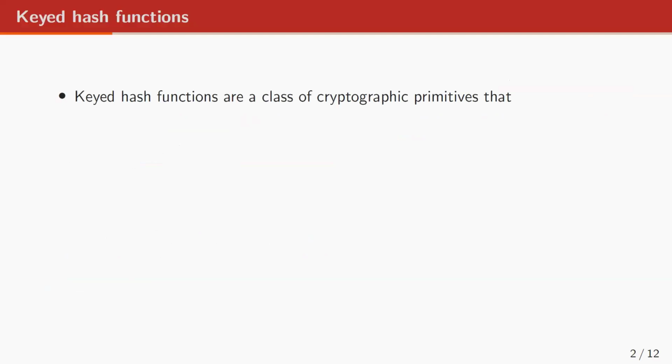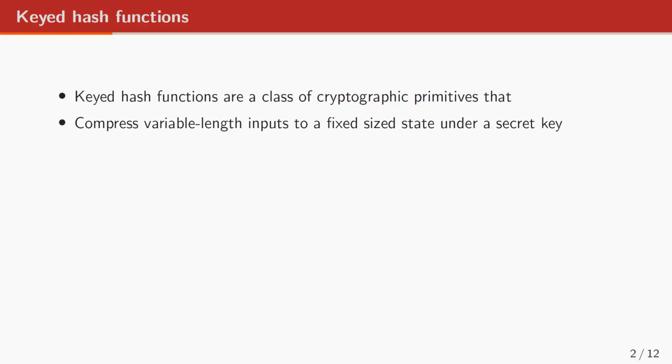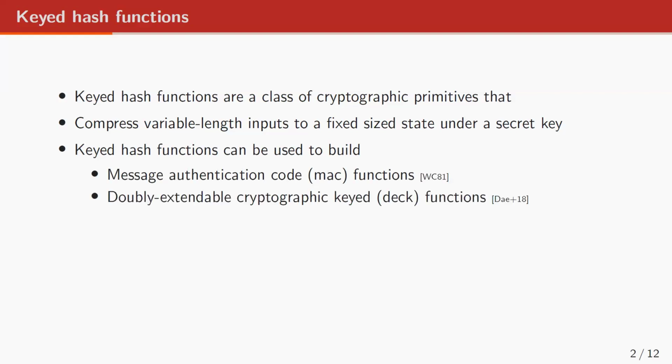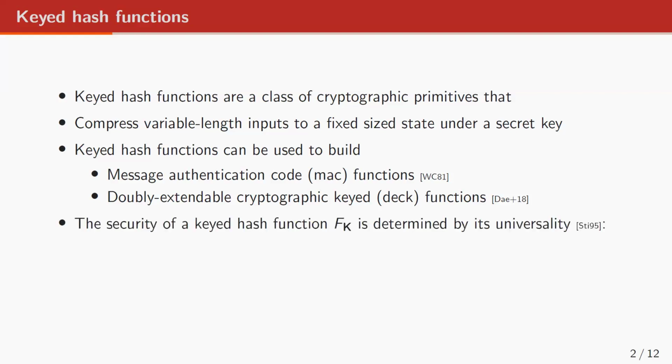And we begin with keyed hash functions. Keyed hash functions are a class of cryptographic primitives that can compress variable length inputs to a fixed size state under a secret key. And they can be used to build message authentication codes, MAC functions, or doubly extendable cryptographic keyed functions, or DEC functions for short, which is a generalization of MAC functions and stream ciphers.